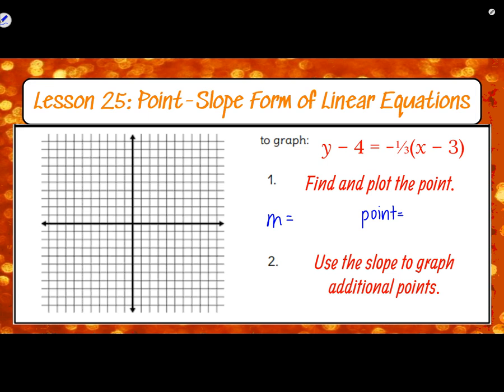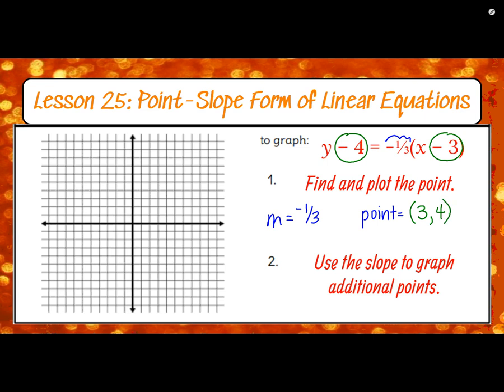So the slope is what's in front of the parentheses, so I've got a negative 1/3. The point, the x part of the point is hanging out with x, but I change it to its opposite. So I see a -3, change it to its opposite, +3. I see a -4 hanging out with y, I change it to its opposite, a +4.